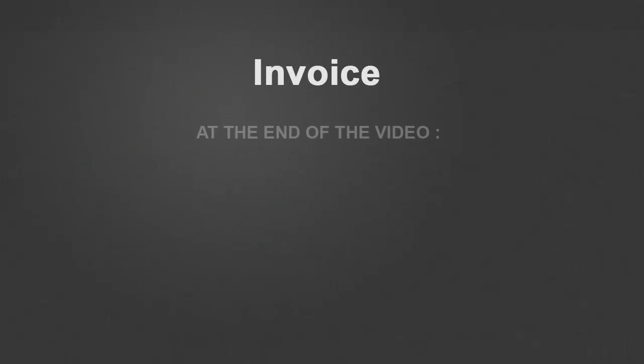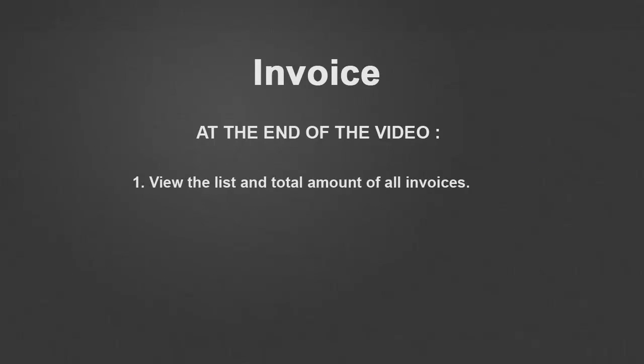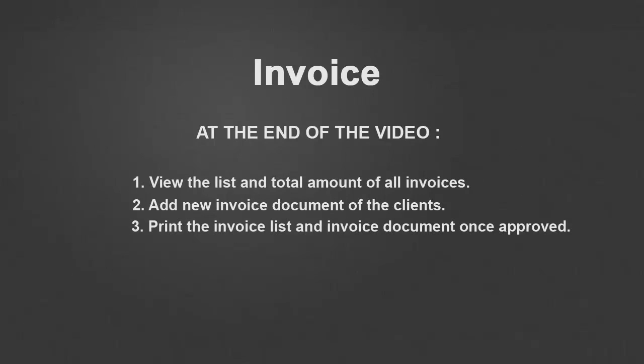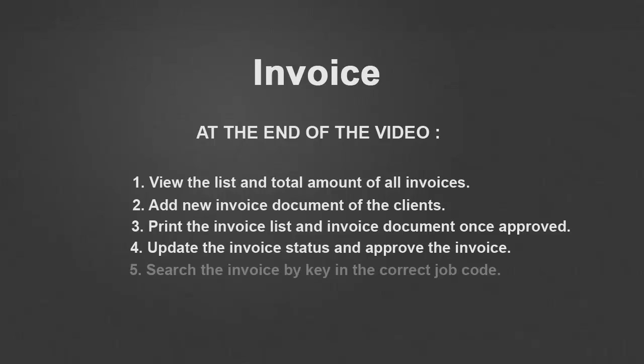Invoice. At the end of the video, you are able to, first, view the list and total amount of all invoices. Second, add a new invoice document of the clients. Third, print the invoice list and invoice document once approved. Fourth, update the invoice status and approve the invoice. Fifth, search the invoice by keying in the correct job code.